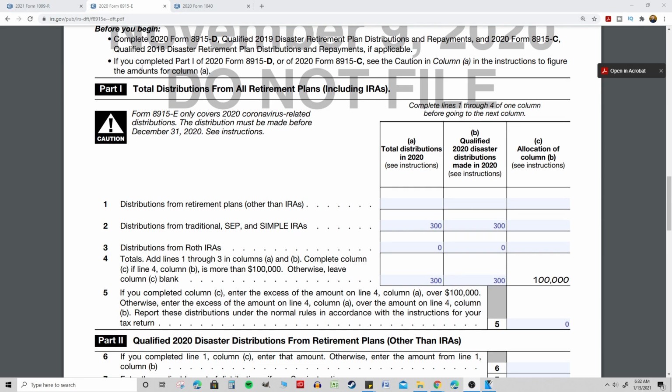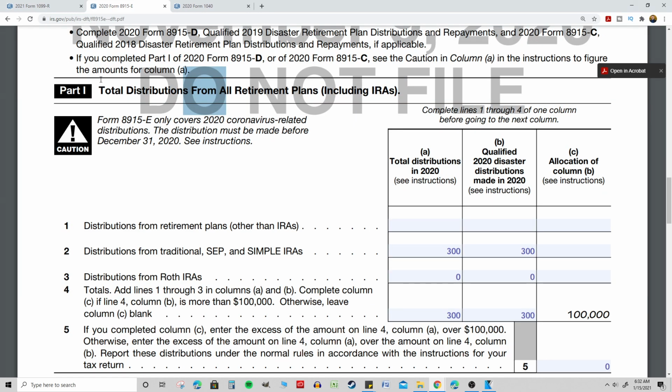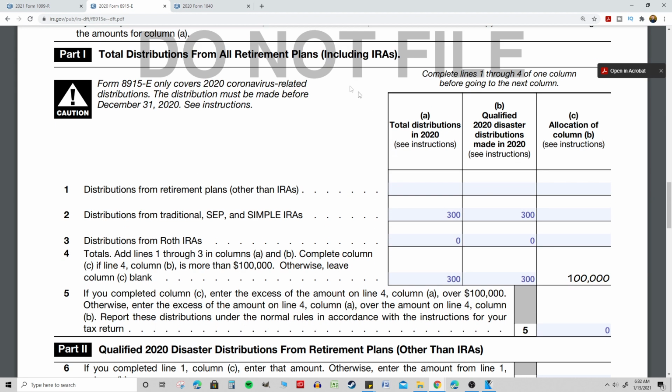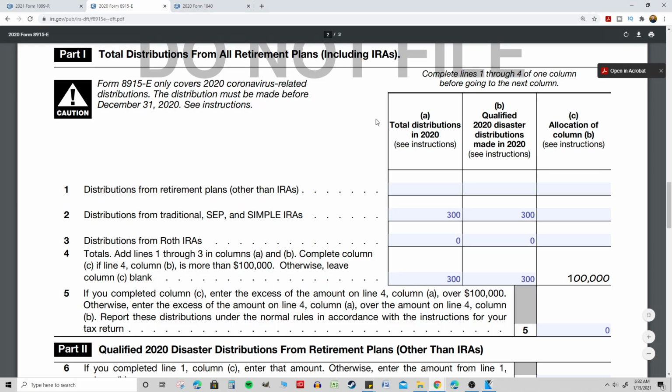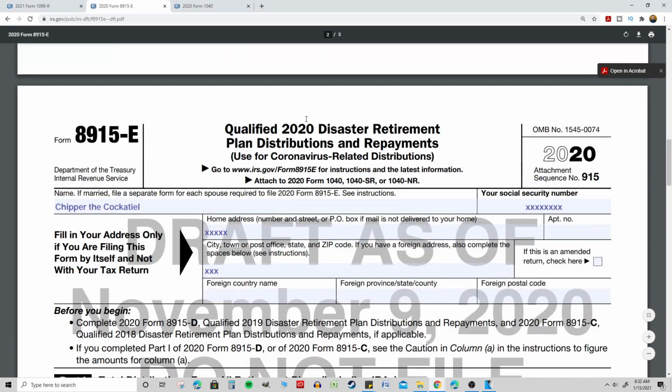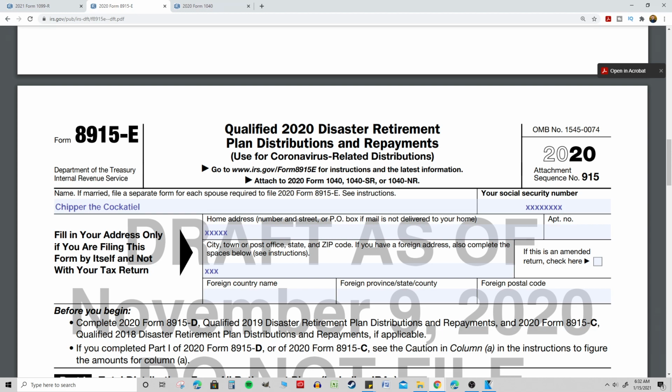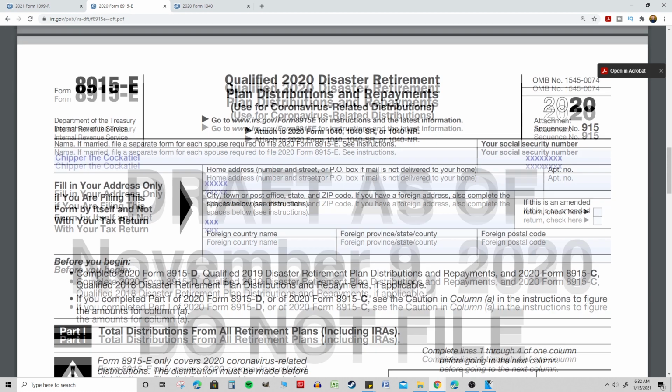Part 1. It says total distributions from all retirement plans, including IRAs. I know this is kind of hard to read, guys, so I'm sorry. All the distributions you took out during the year are going to be first reported in Part 1. Now, the only reason you have to fill this out is because you took a qualified disaster distribution. And in 2020, that's the coronavirus-related distribution. If there was no disaster distribution, you wouldn't have to fill this form out at all. You would not even have to look at this. But because there's these special distributions, that's why we're looking at this year.